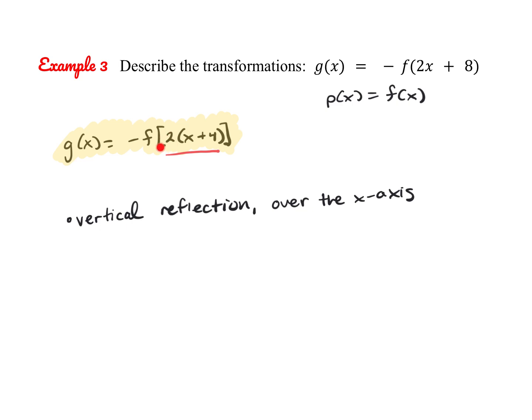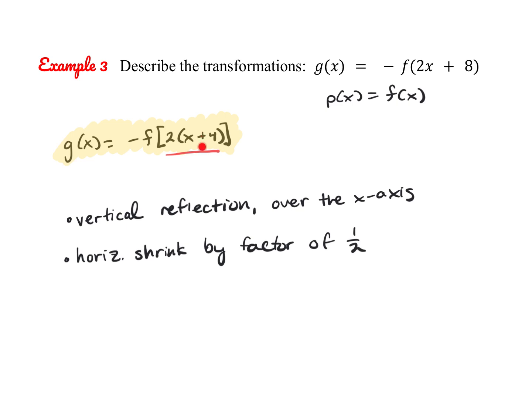The next thing we can talk about is that 2. We always do the things that are being multiplied first. So this one is clearly grouped, it's within the function, it's affecting the x, so it's horizontal, and it will be a stretch or shrink. Now remember, the factor, again, is the reciprocal. That's another weird one. So the factor is 1/2, which would make it a horizontal shrink. So this is a horizontal shrink by a factor of 1/2.